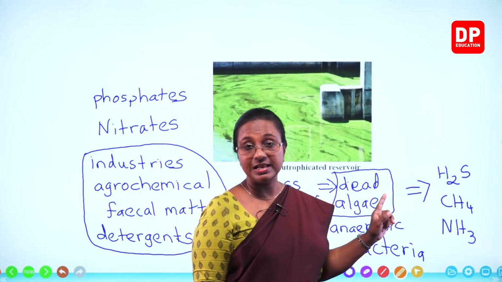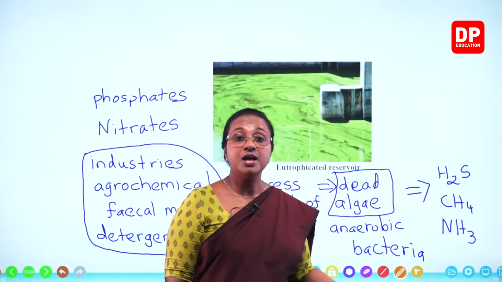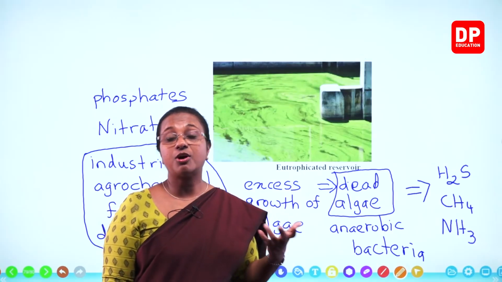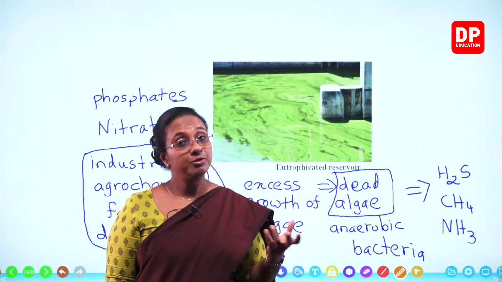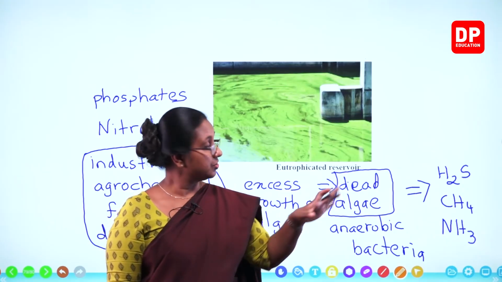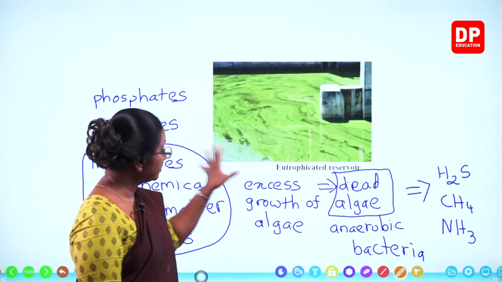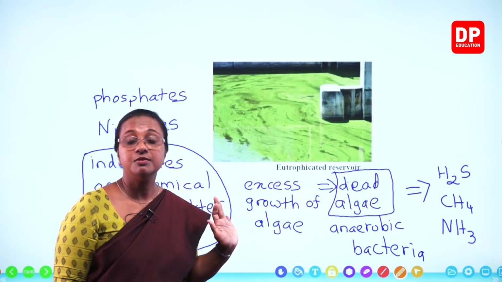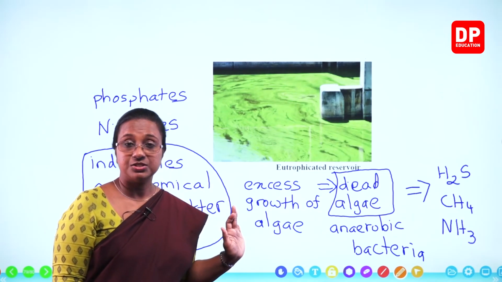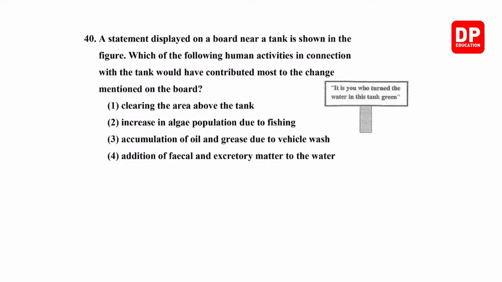Methane doesn't have a smell. It's an odorless gas. But hydrogen sulfide and ammonia, normally hydrogen sulfide has a rotten egg smell. Ammonia also, you all know, it has an irritating smell. So, those two give rise to a very bad odor. So, this is the eutrophication process. Is it clear, students?